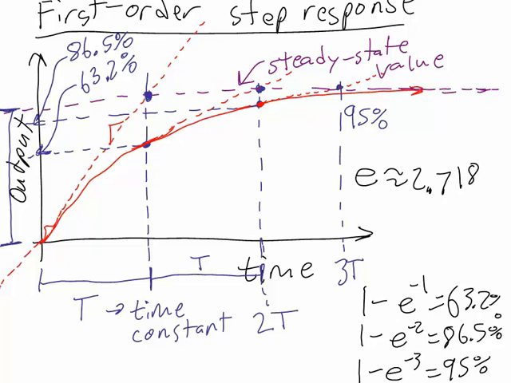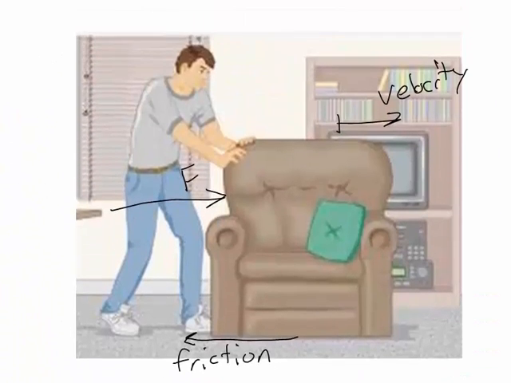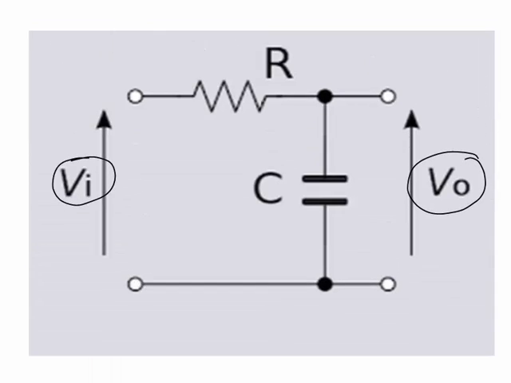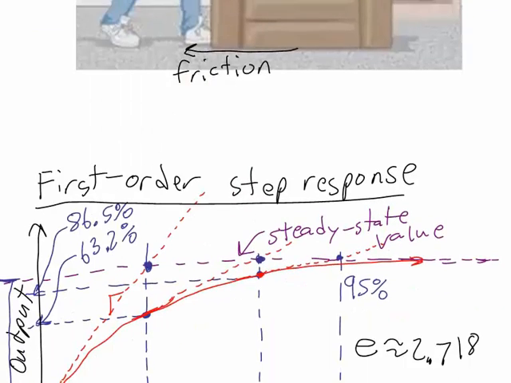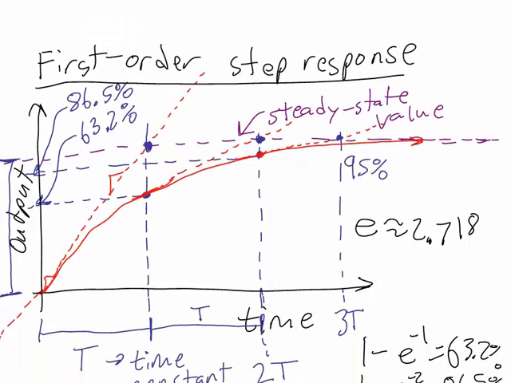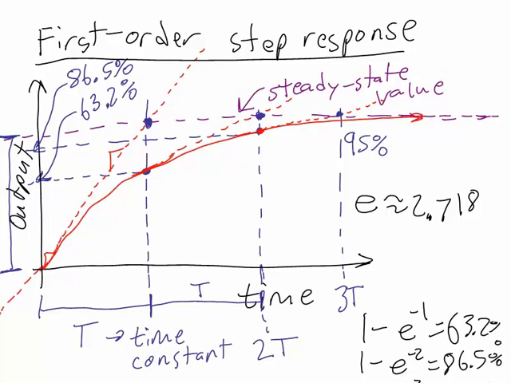And the surprising and very useful aspect of this is that all first order systems behave the same way, whether they're mechanical systems, electrical systems, or thermal systems. All first order systems have this same property about their time constant and the relationship to the value of the output. As it turns out, the time constant is all you need to know about a system in order to predict its response to a step input.